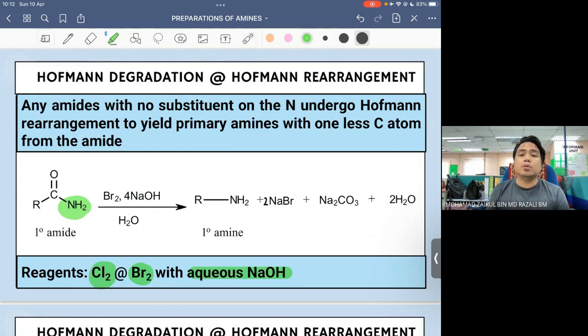Okay, so in order to draw the product, what you need to do is just remove the C double bond O, and then join the R group with the NH2. Remove the C double bond O and then combine the R group with the NH2. And then it will produce side products. If you use bromine, your side product is sodium bromide. If you use chlorine, your side product is sodium chloride, sodium carbonate and also water.